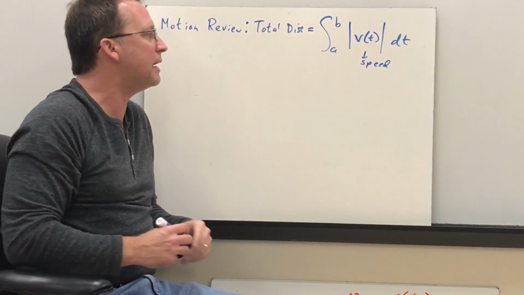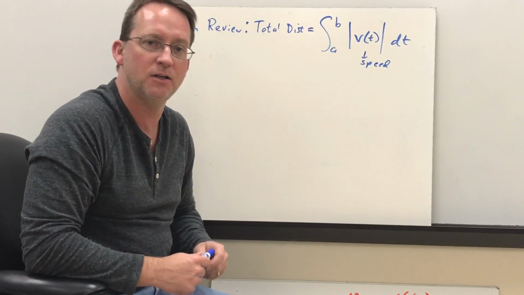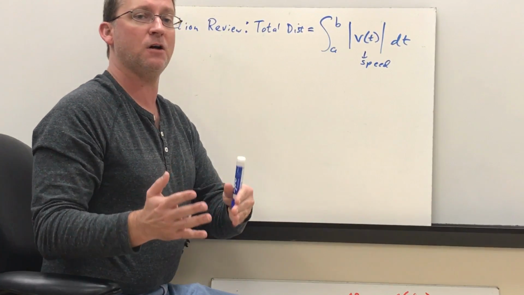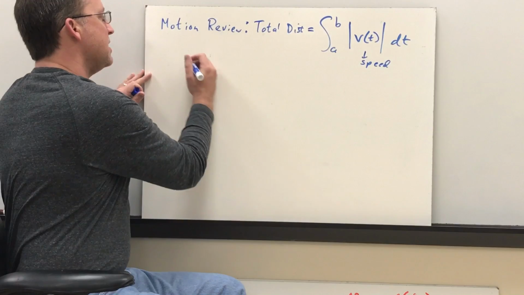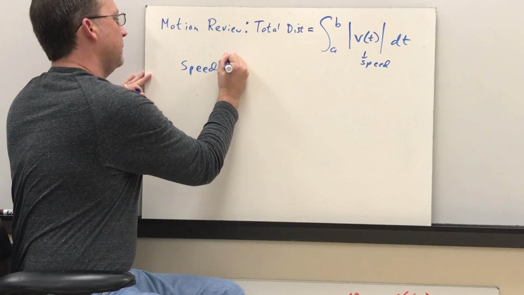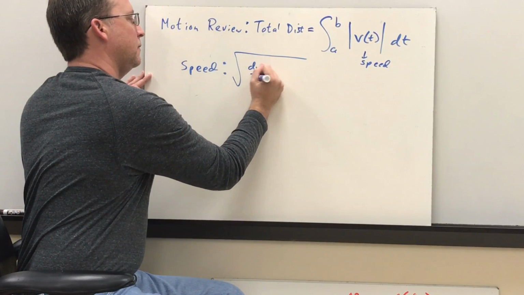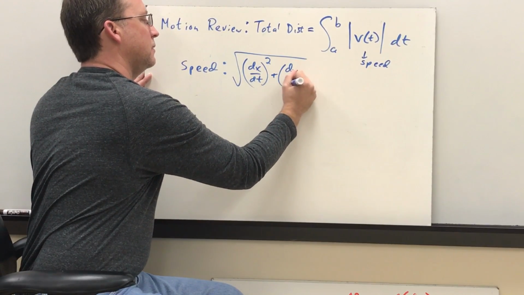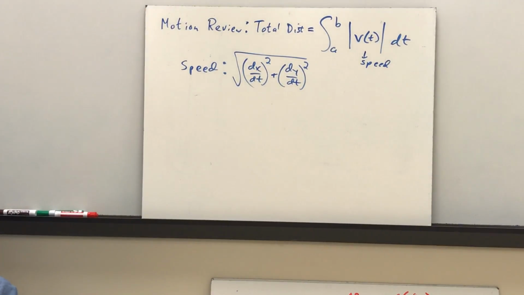So keeping that in mind, I want to talk about how we can find total distance traveled with a parametric situation. If you've got an x in terms of t and you've got a y in terms of t. Well, first I want to talk about how to get the speed of something in terms of parametric equations. To find speed, you're going to take the square root of dx dt squared plus dy dt squared. That's how you get the speed for a particle using parametric equations.